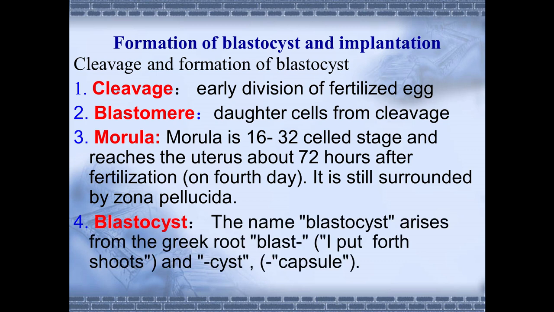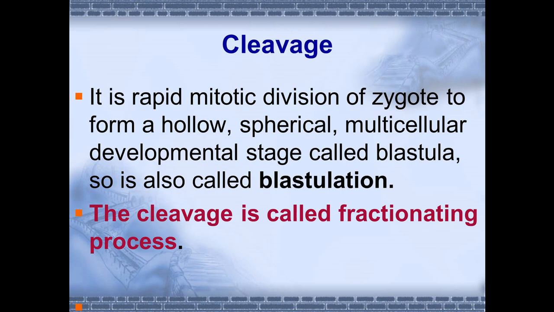Then there is a formation of the blastocyst. The name blastocyst arises from a Greek root word, blast means to put forth shoots, and cyst means capsule. So the first thing is cleavage. And what is cleavage? It is a rapid mitotic division of the zygote to form a hollow spherical multicellular developmental structure, and that is known as blastula, and the stage is known as blastulation.